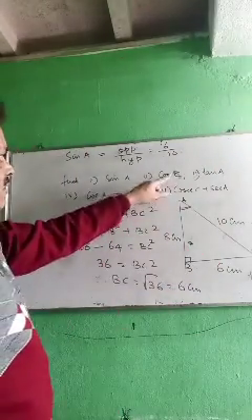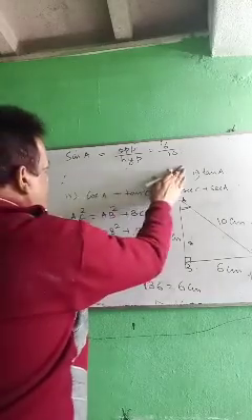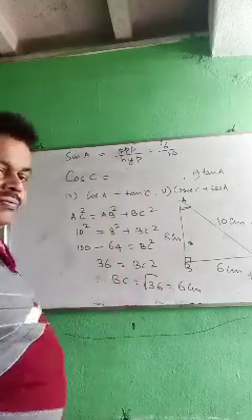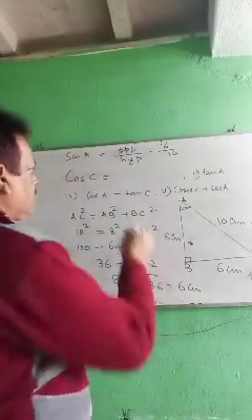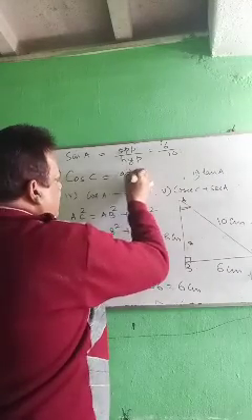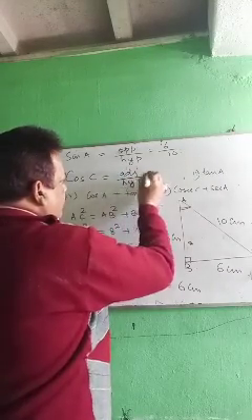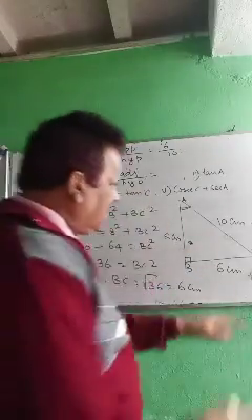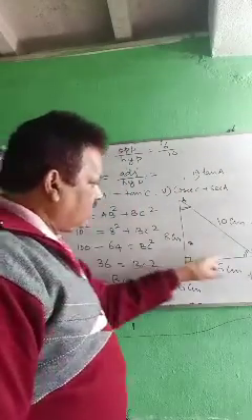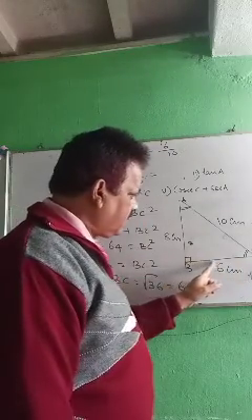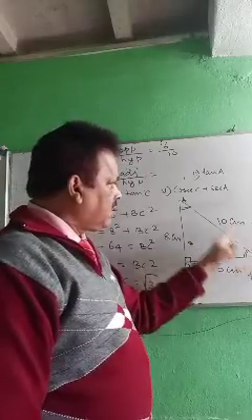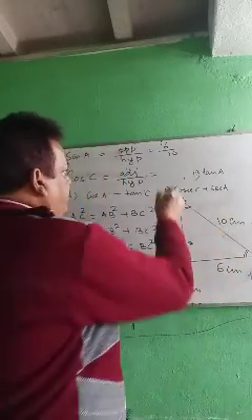Then comes cos C. What is the formula of cos? Here is a confusion, look here. Adjacent by hypotenuse. When you are taking angle C, because you are finding cos C, then you have to take adjacent as this one. BC by AC, 6 by 10.